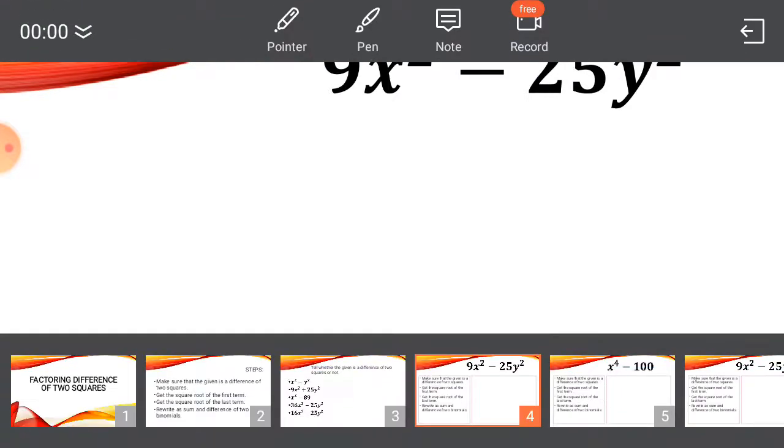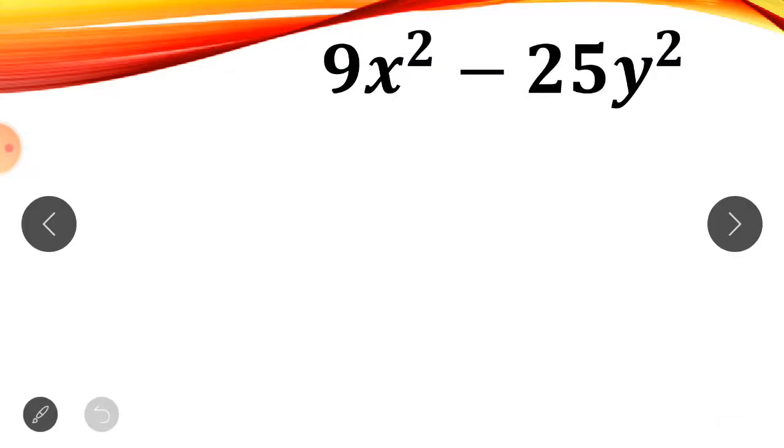Okay, let's have this 9x squared minus 25y squared. So the square root of 9 is 3, the square root of x squared is x, it's a minus, the square root of 25 is 5, the square root of y squared is y. So we have a difference of two squares here.